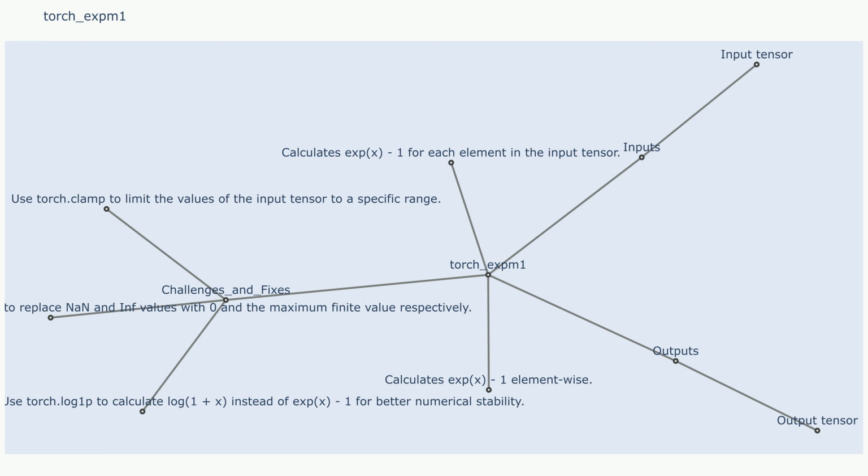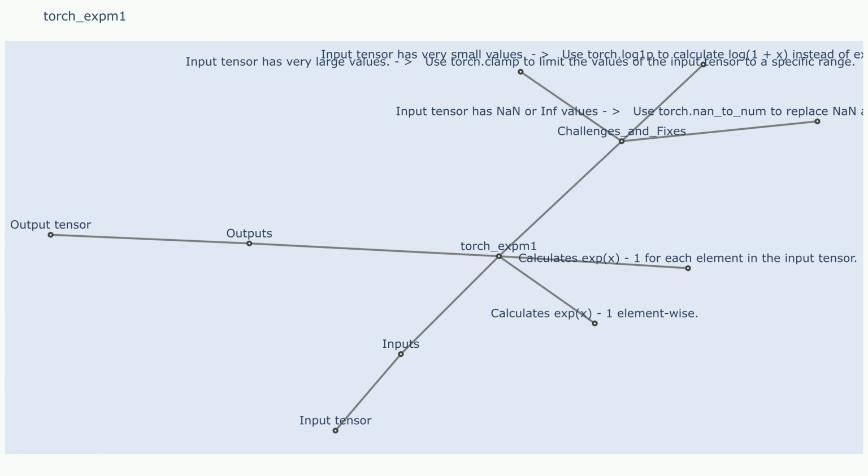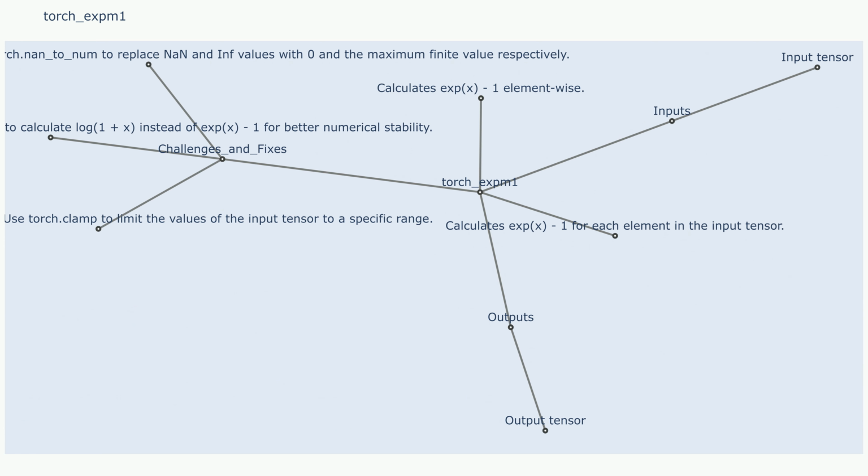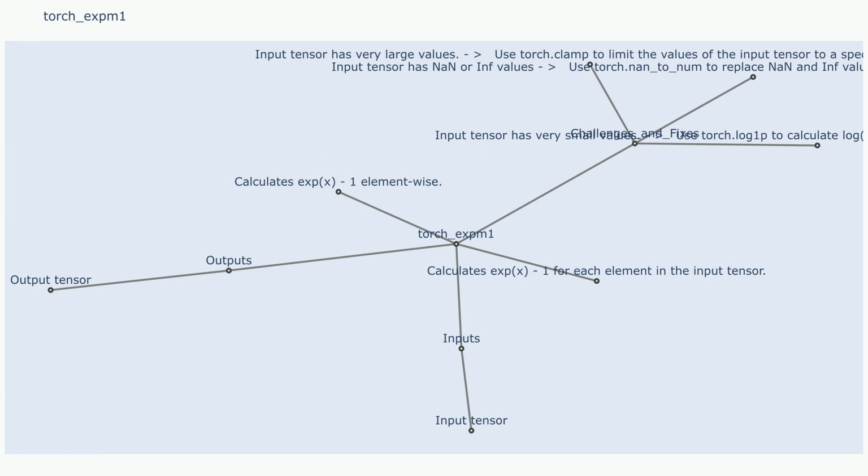Challenge 2. Underflow. If the input value is too small, the exponential function might underflow, resulting in a value of 0. Sample use case. Calculating expm1 of a very small value, like -1000. Fixes. Use a larger input value to avoid underflow. Consider using a different function, like torch.log1p, if the input values are too small.